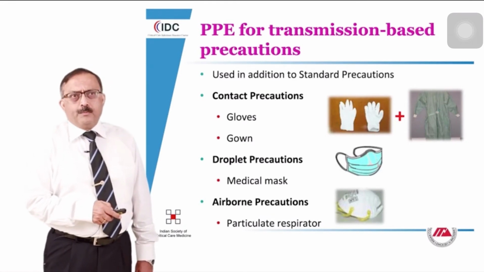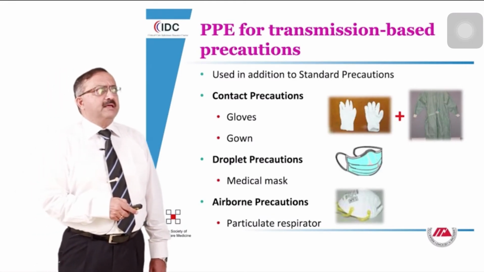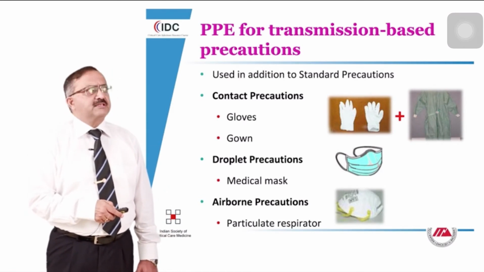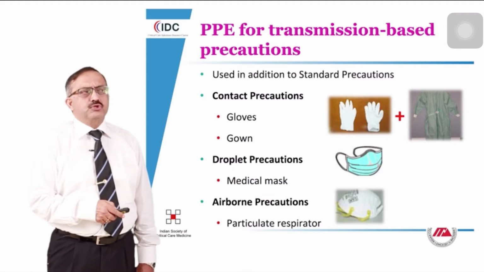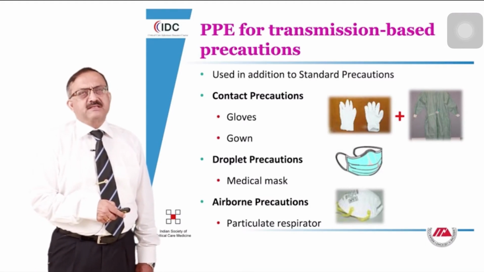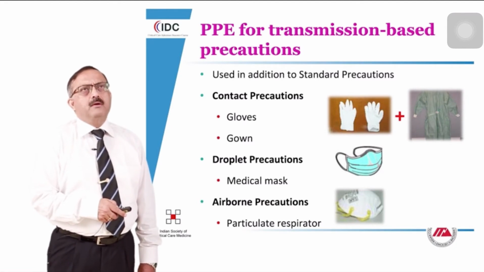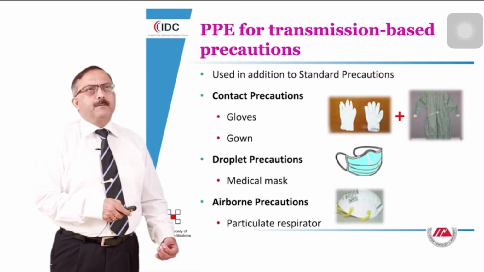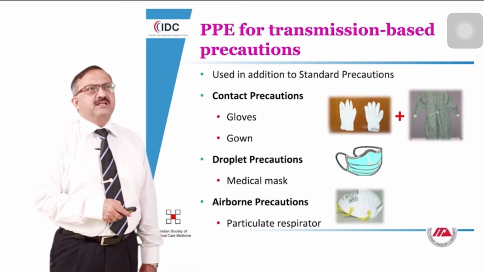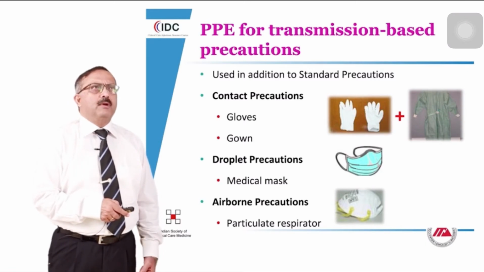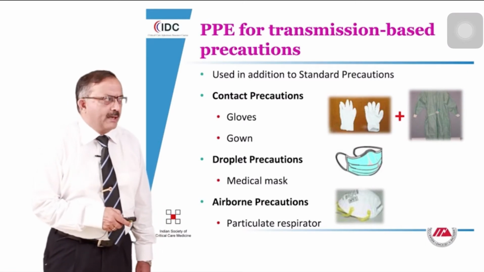Personal protective equipment for transmission based precautions: for contact precautions, the first are use of gloves and gowns. Next, for droplet precautions, are medical masks. Droplets, as you are aware, are heavy droplets in the air which have got water particles also along with the dust particles and the organism. They are heavy particles which settle down and do not travel more than 1 meter.